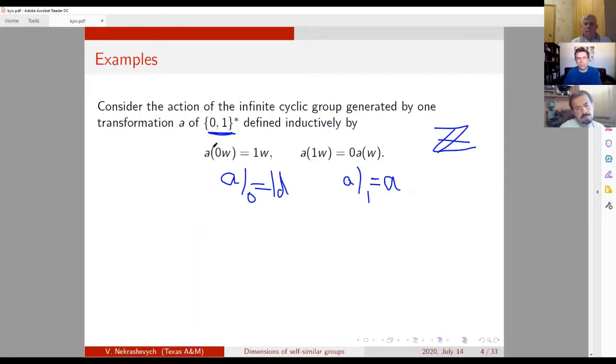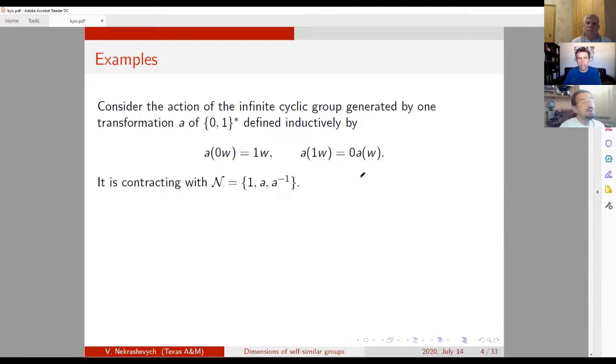It describes how you add 1 to a binary integer. If the integer ends with 0, you change 0 to 1. If it ends with 1, you change 1 to 0 and then carry, so add again 1 to the rest.